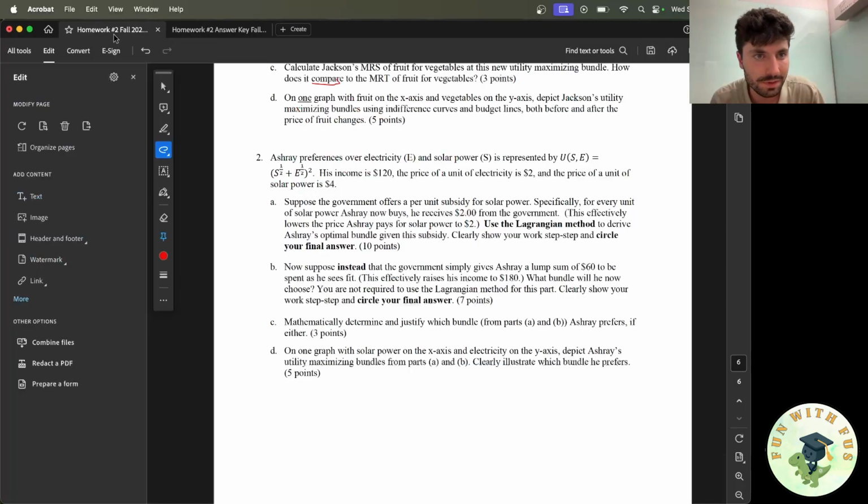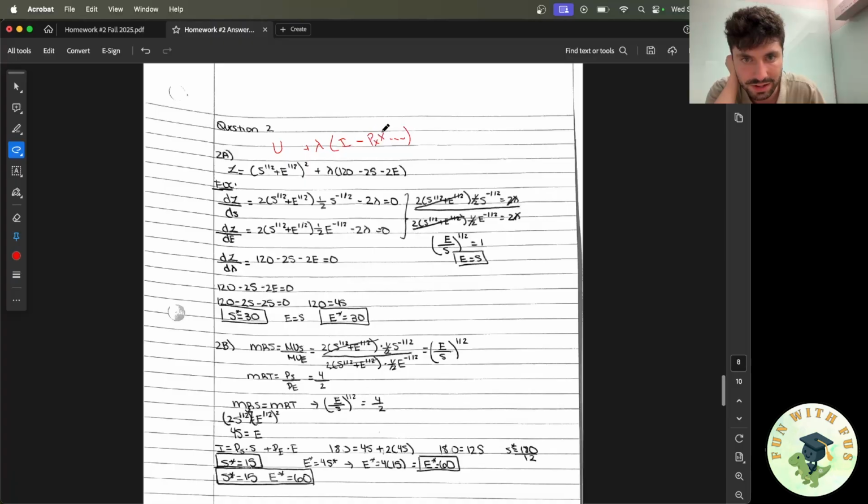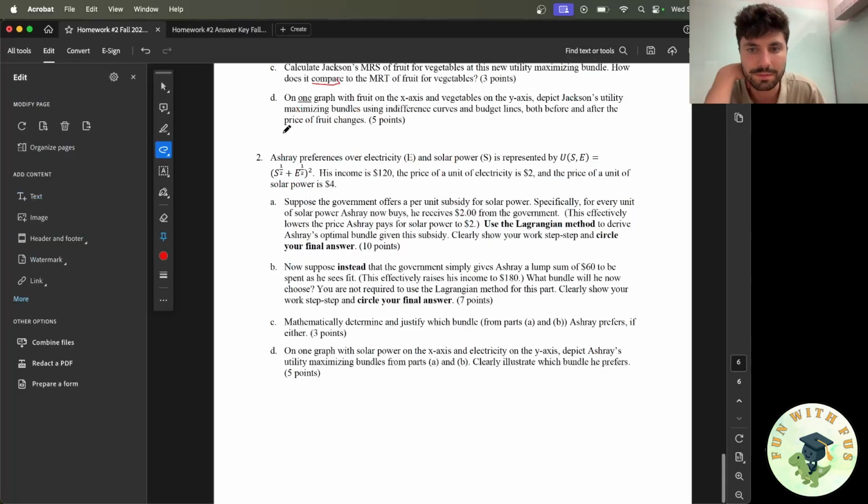Sorry if this is not completely awesome for you. In this problem, the important piece is that the MRT changed. When it says we received $2 from the government lowering the price, that would be factored in up here with our income statement.